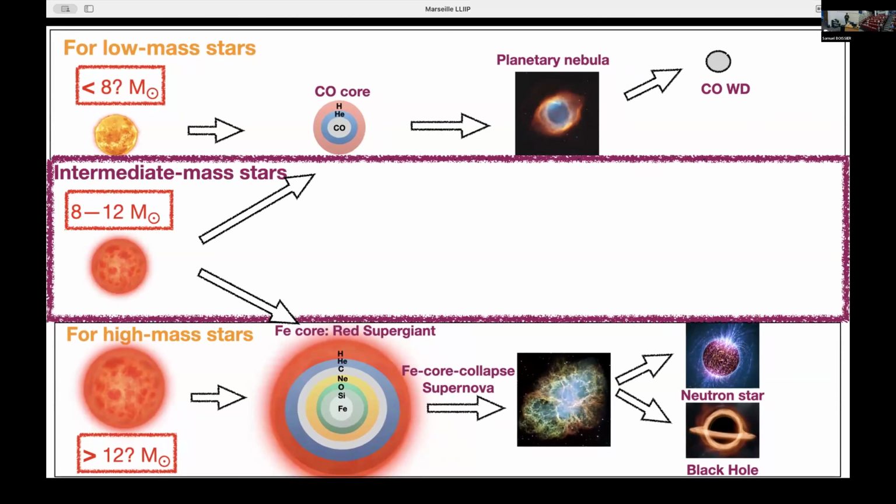So to understand this, we need to understand what happens to the fate of the stars in this 8 to 12 solar mass range. Stellar evolution predicts that they could follow the track that I mentioned at the top. They could also follow the track at the bottom.